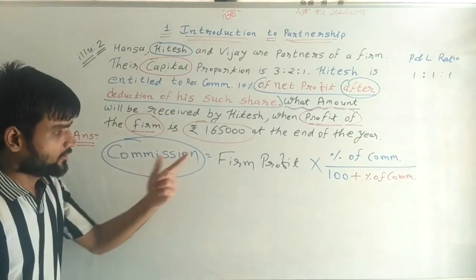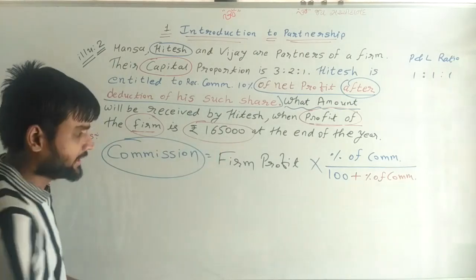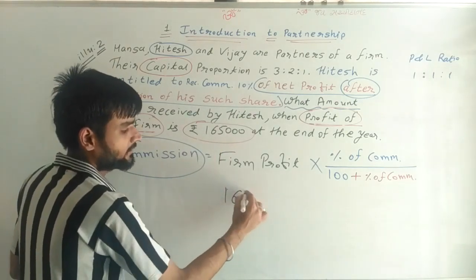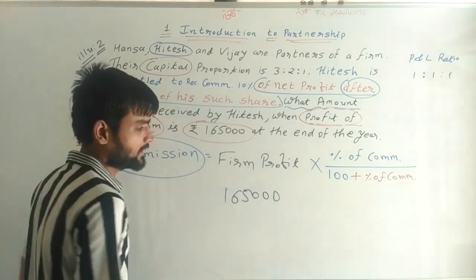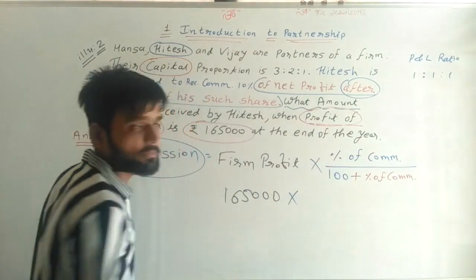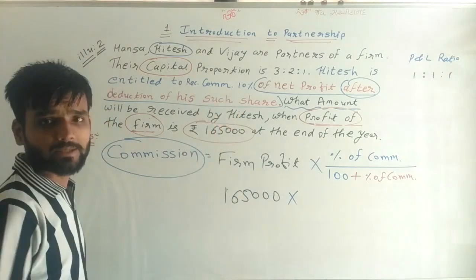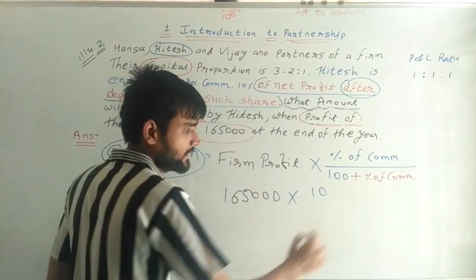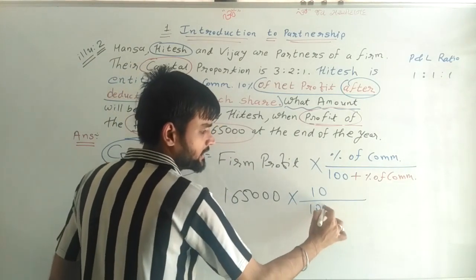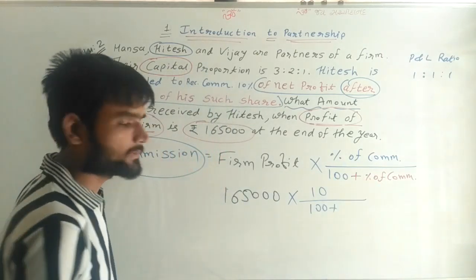Sir, yes, firm profit is available. So firm profit is 1,65,000 rupees. I write it here, multiplied by percentage of commission. Here the percentage of commission is given: 10%. It means into 10, divided by 100 plus percentage of commission. So 100 plus 10.